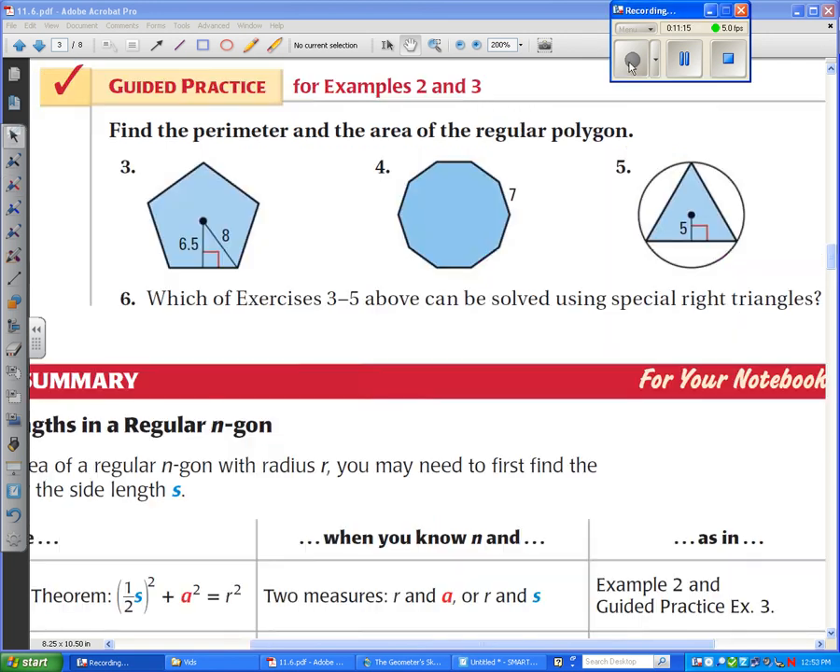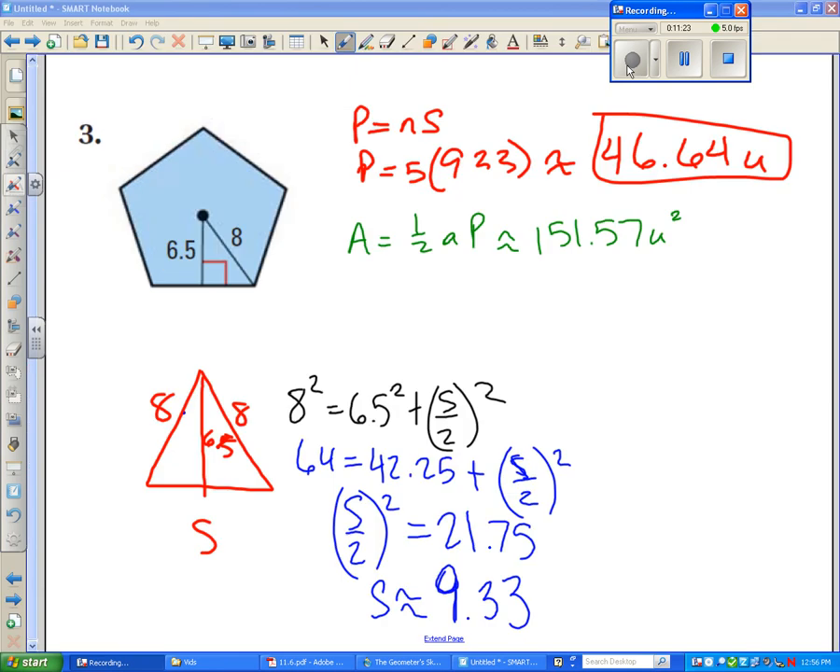Alright, go ahead and pause the video, try these problems 3 through 6, and then see if you get the same thing as me. Alright, number 3 was somewhat in-depth. I went ahead and drew out just the triangle that I need. Focus on these values, noticing that I have a right triangle right here. I've went ahead and solved for s over 2, and then I solved for s by square rooting and following the rules of algebra.